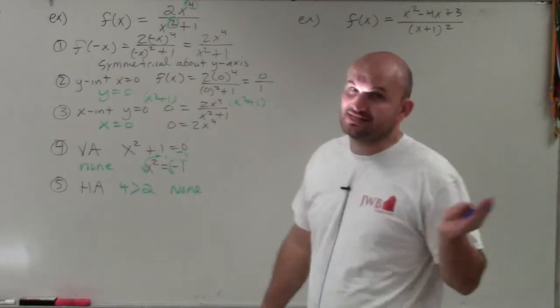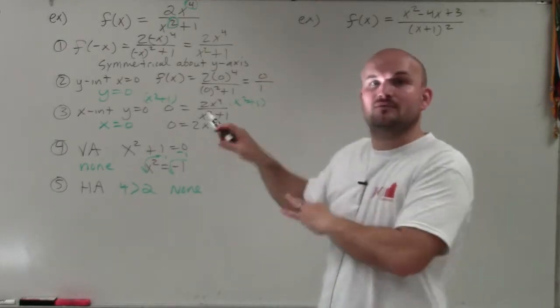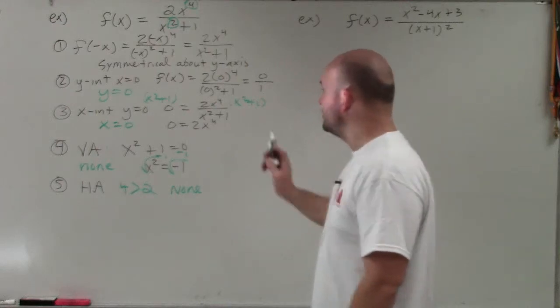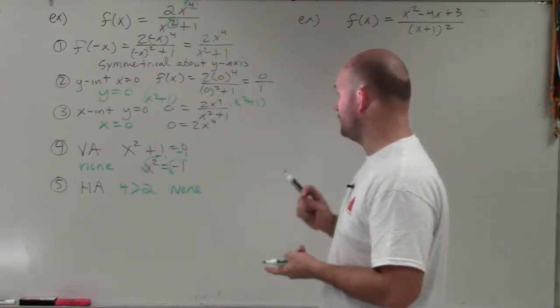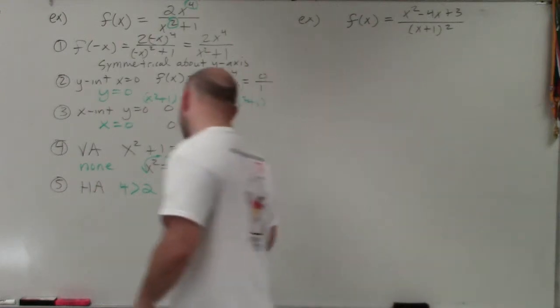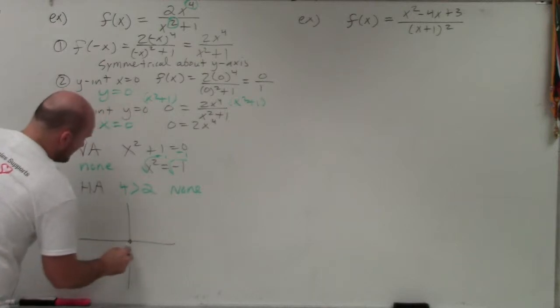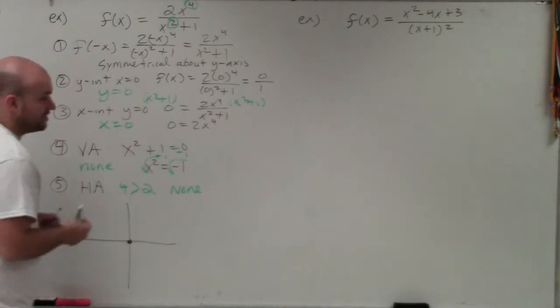But you should always check to see if there is a slant asymptote by using division, which, if you haven't got to that point, we'll get to in other videos. So therefore, we don't have a horizontal asymptote, and we don't have a vertical asymptote. The only thing we have is the x and the y-axis. But we do know its symmetry, right? We do know that it's symmetric about the y-axis.